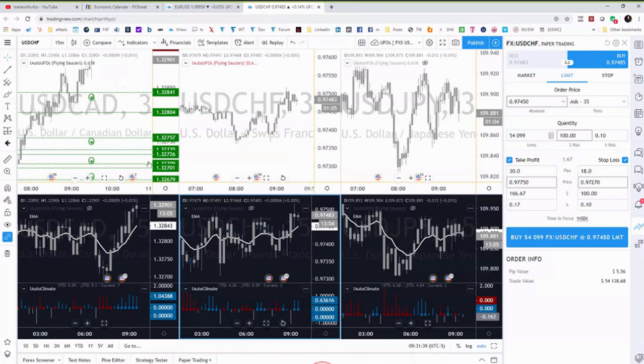We're going to go here with 0.54 for the size, 0.54, as you can see. Entry is going to be 97.45. Stop is going to be 97.27, and the target is going to be 97.75. This is what we said, isn't it? Yes. So place order.